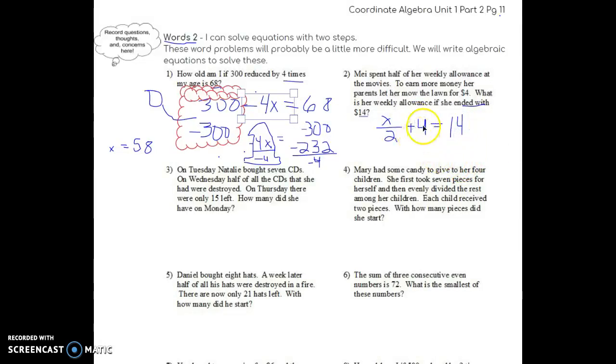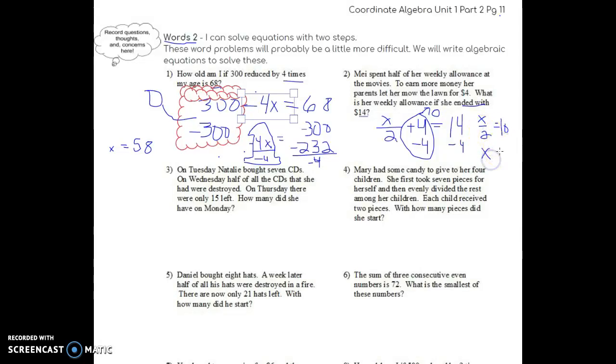Okay. So she got this extra 4, which wasn't part of her original, so we're going to take it away. 4 minus 4 goes to 0, right? And then 14 minus 4 is 10. So I have my original allowance divided by 2 is equal to 10. At this moment, you should be thinking to yourself, something divided by 2 equals 10. What is that something? Oh, wait, it's 20, right?